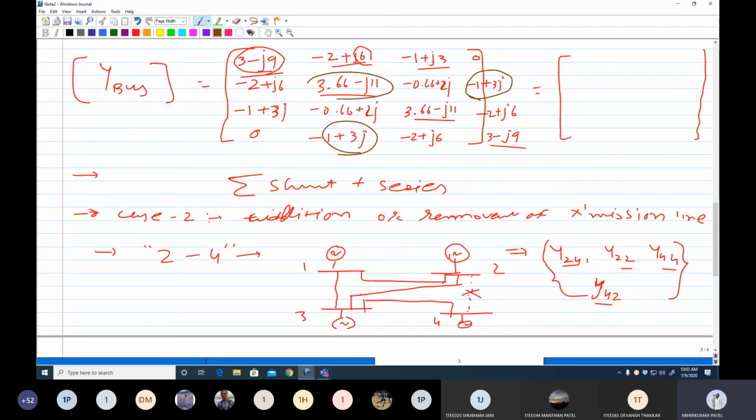These 4 elements get affected. So here the value of Y24 is equal to, yes, if we remove it from this network, then it is 0. Same way here it is 0, Y42 is equal to 0. Then Y22 new is equal to, what is the value of Y22 new?